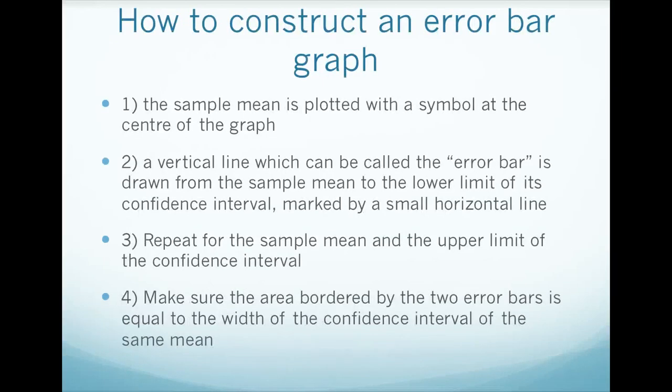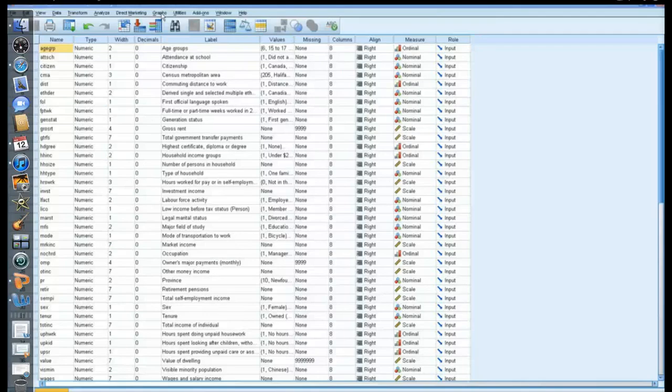So how to construct an error bar graph? First, the sample mean is plotted with a symbol at the center of the graph. Second, a vertical line, which can be called the error bar, is drawn from the sample mean to the lower limit of its confidence interval, marked by a horizontal line. Third, you would repeat for the sample mean and the upper limit of the confidence interval. Last, make sure the area bordered by the two error bars is equal to the width of the confidence interval of the same mean. Here we will produce an error bar graph for the confidence interval for the mean of total income.